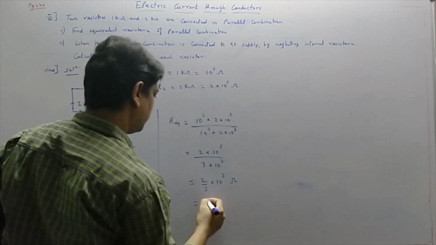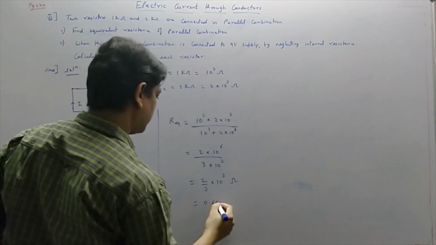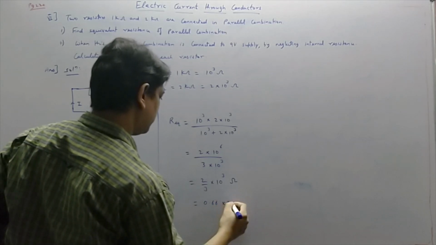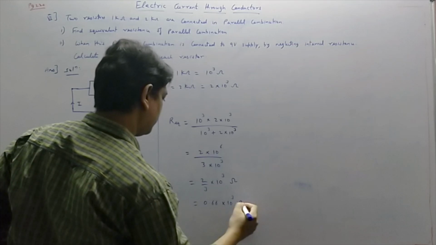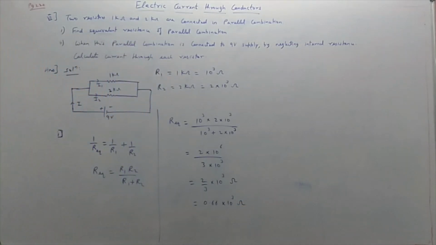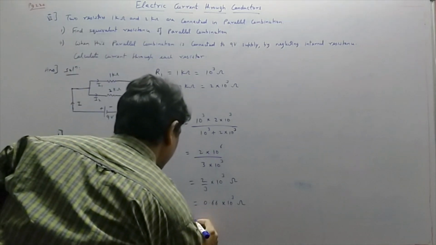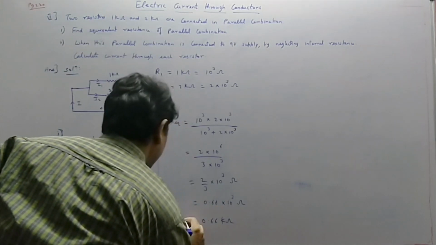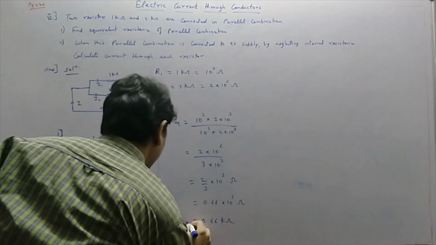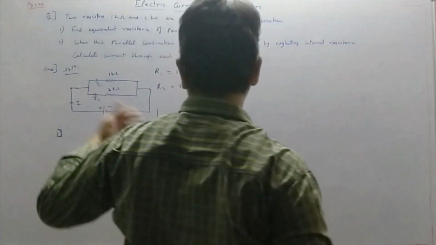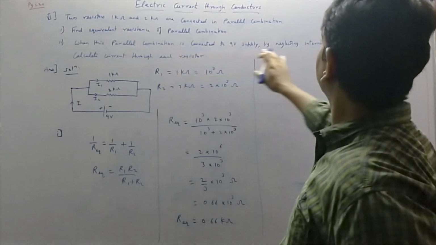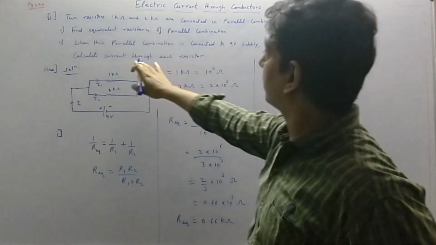You can also write 2 by 3 as 0.666, so 0.66 into 10 raised to 3. Ultimately we are getting 0.66 kilo ohms. You can write this directly as the equivalent resistance. Now for current, by neglecting internal resistance, we calculate the current through each resistor.